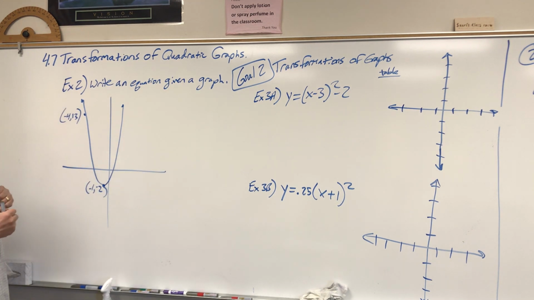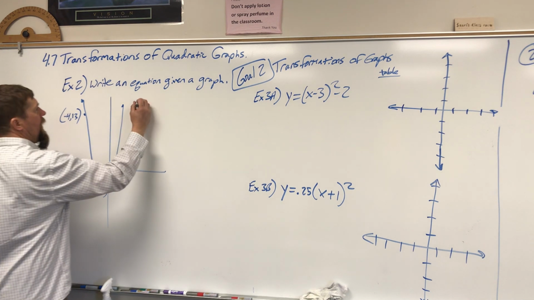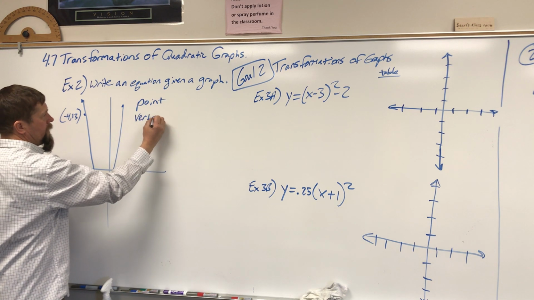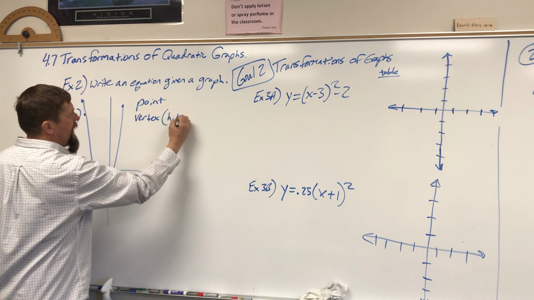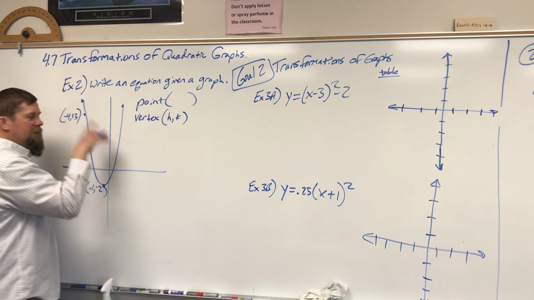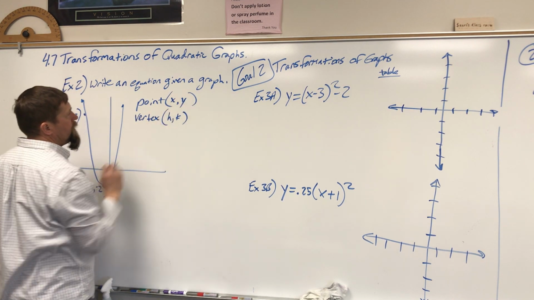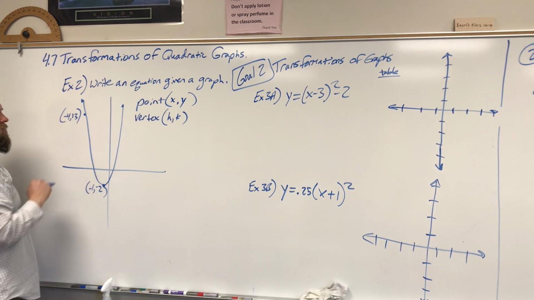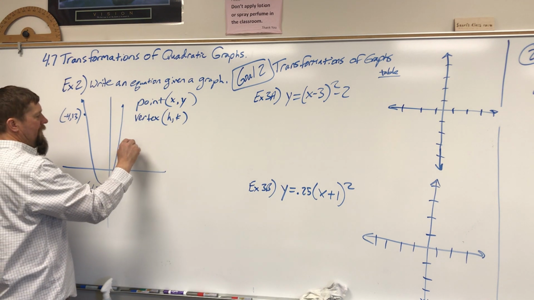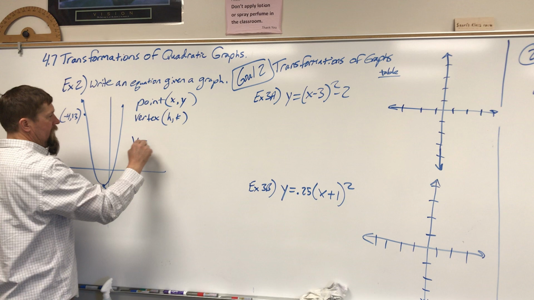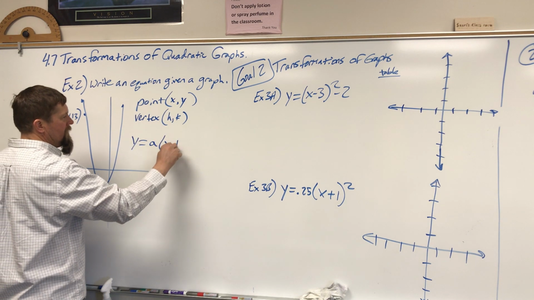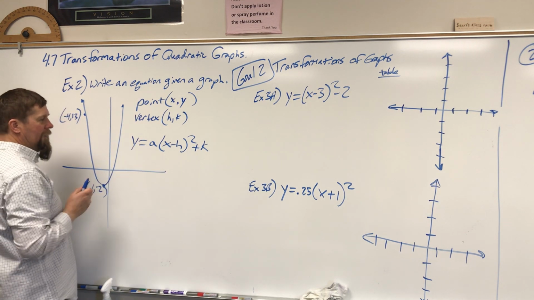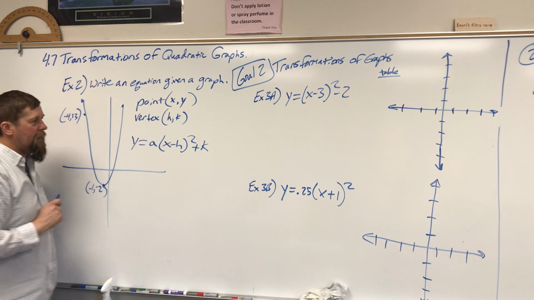If they give you a graph, you should look for a point on the graph, and you should also look for the vertex. Now the vertex we know is (h, k). Any point on the graph is (x, y). For me to write an equation of this graph in vertex form, I need to know y equals a(x minus h) squared plus k. So I'll need to know a, h, and k.